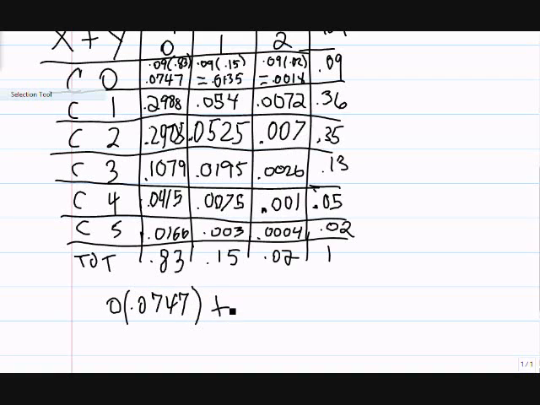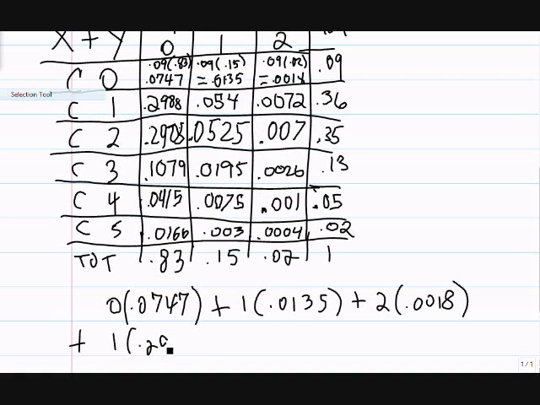Or you could have no cars, but you could have a motorcycle. So that'd be 1 vehicle times 0.0135. Or you could have no cars, but 2 motorcycles, 2 times 0.0018. Or we could have a total of 1 vehicle, which would just be a car and no motorcycles, 0.2988. And 2 vehicles would be 1 car and 1 motorcycle, and 0.054.